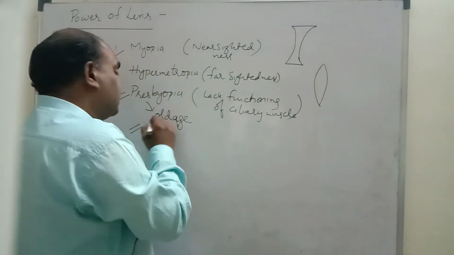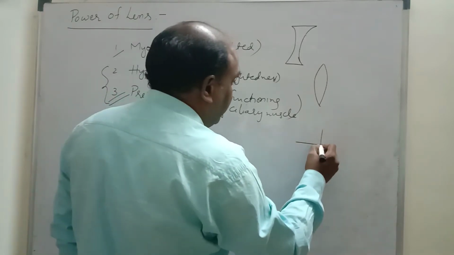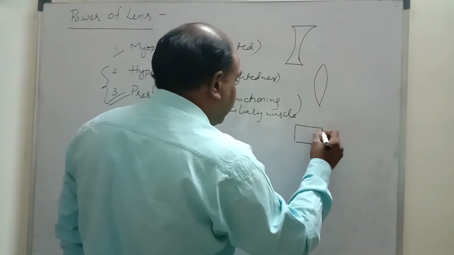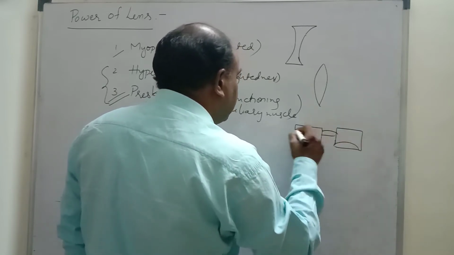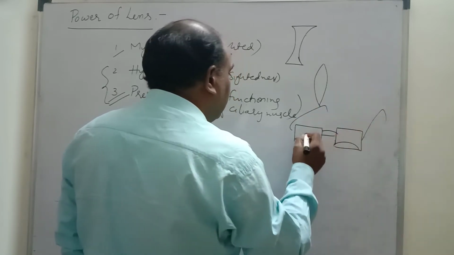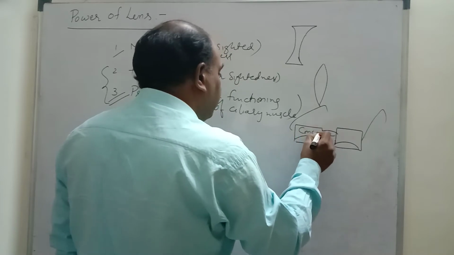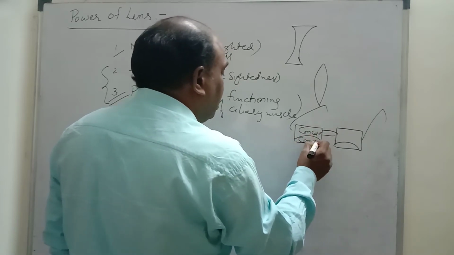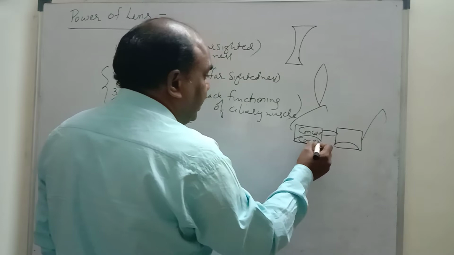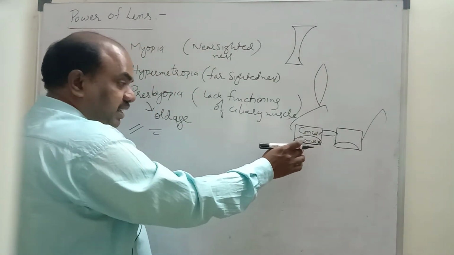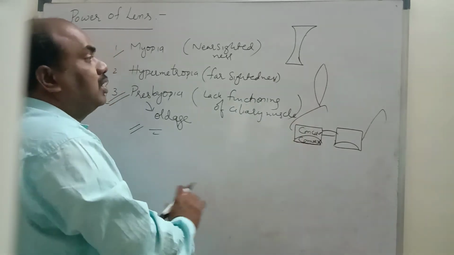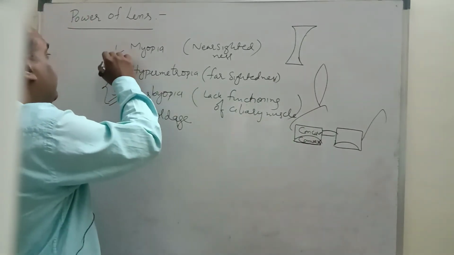The person who cannot see both is called presbyopia. Generally, the spectacles will be like this. It is a combination of both concave and convex. This is concave, this is convex. Convex lenses are biconvex converging lenses used for reading purposes, to see nearer objects. This is for seeing farther objects.